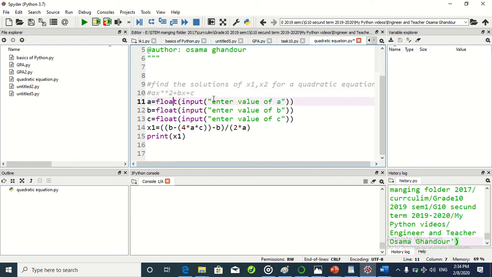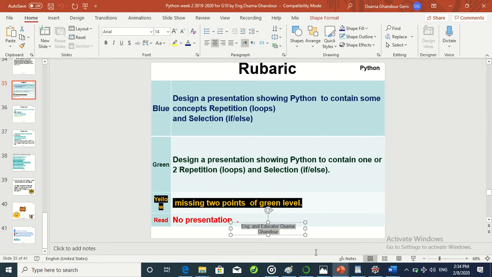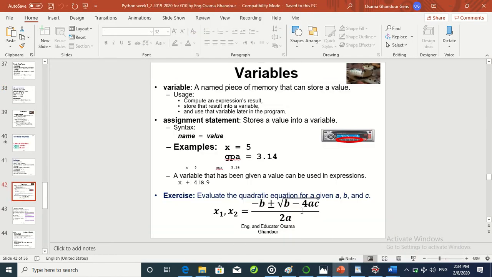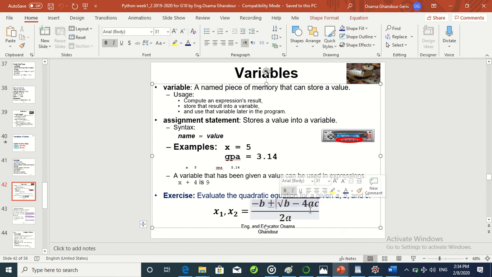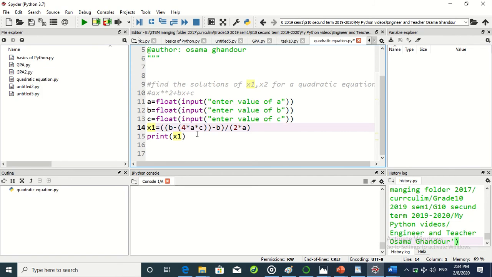So with input here, a message will appear for the user to enter a value for A, and this for B, and this for C, the three constants. And this is the solution for the quadratic. But here I still have the problem of finding the square root of this term. This is the equation. I need the square root of B squared minus 4AC, this term, okay? So in Python, this is the term I will find.